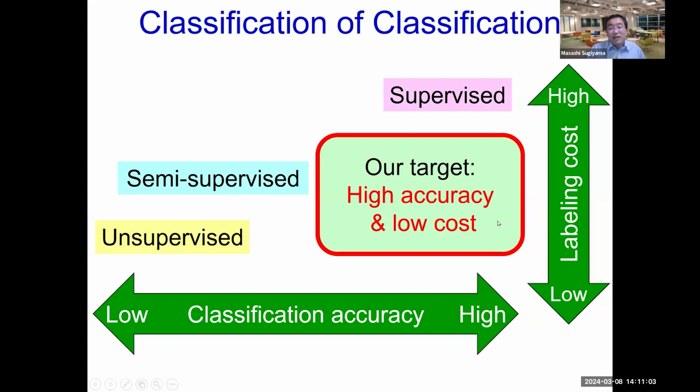So our target today is this bottom right corner of the figure: high accuracy and low labeling cost. We want to have a classification method that achieves this goal. So this is the target of this lecture today.